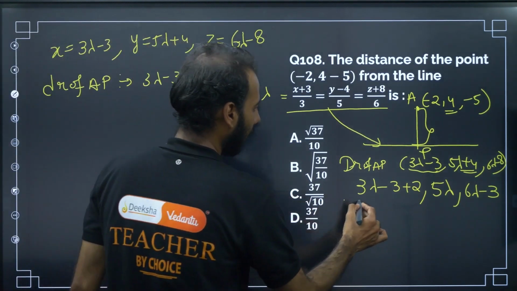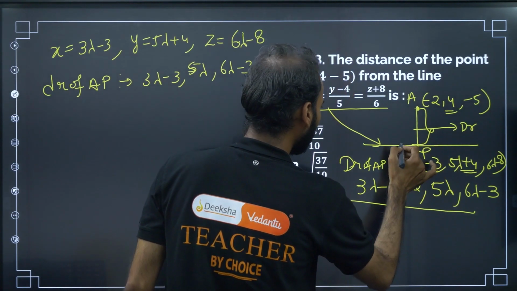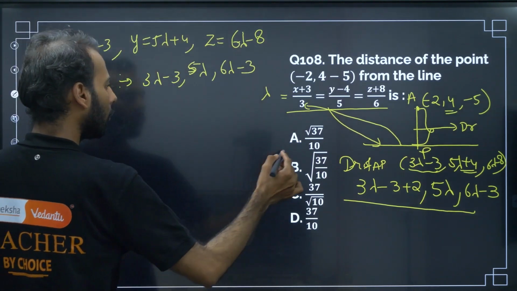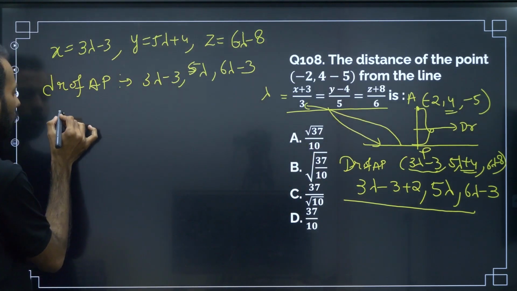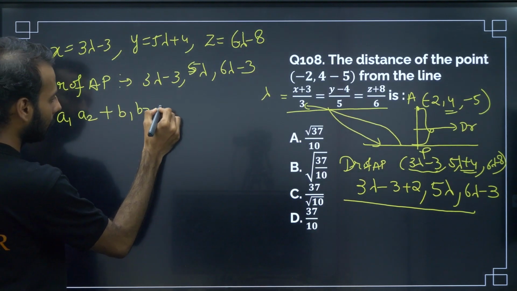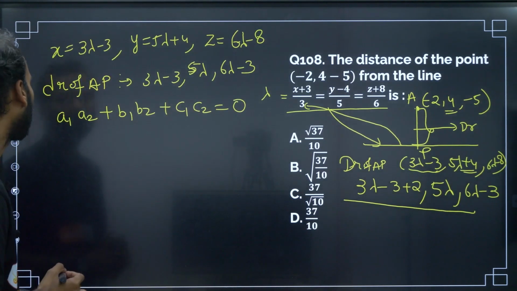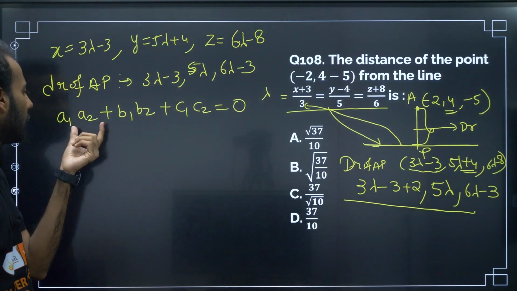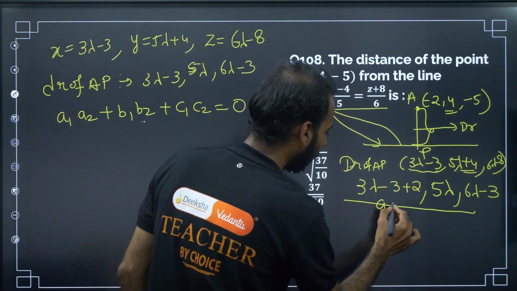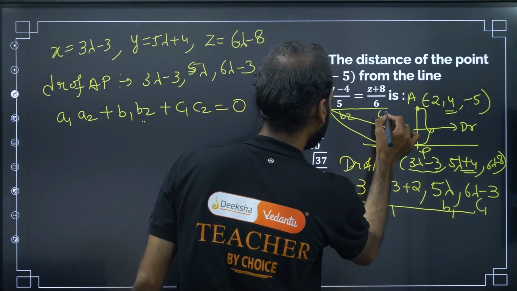These are the direction ratios of AP, meaning direction ratios of this line. We got the direction ratio of this line as 3, 5, 6, that we are already aware of. Also these two lines are perpendicular. So when two lines are perpendicular, this is the condition. Let me assign A1 for this, B1 for this, C1 for this, and A2 for this, B2 for this, and C2 for this.